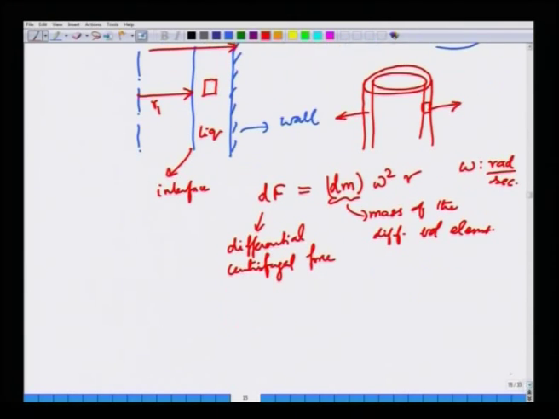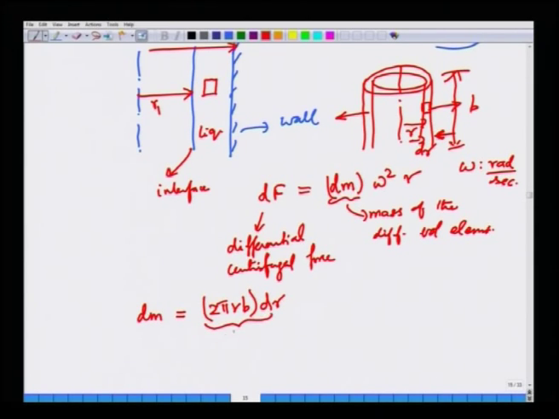If you take a cylindrical volume element, its mass is dm. The volume is 2 pi r b dr: at any radial distance r, you consider a cylindrical slice, and let the height of the cylindrical element be b. So 2 pi r b is the surface area of the cylinder at r, times dr, which is the thickness, because it is a tiny thickness we are considering. This is the volume, times the density. This is the mass, dm.